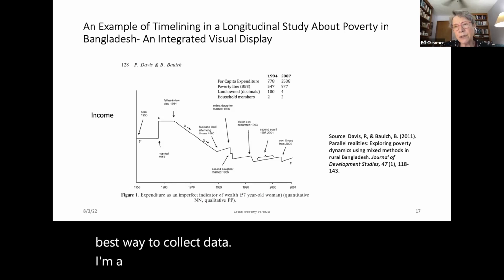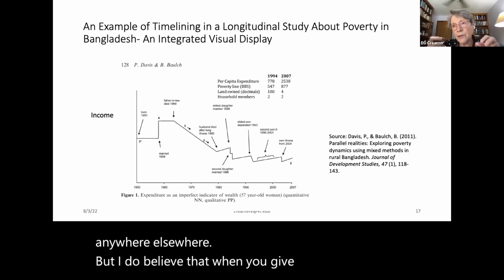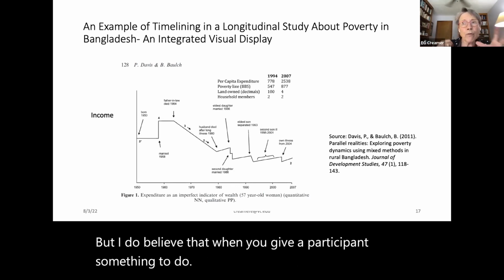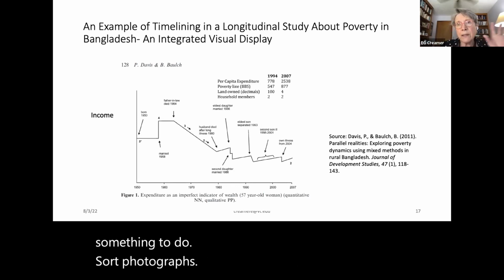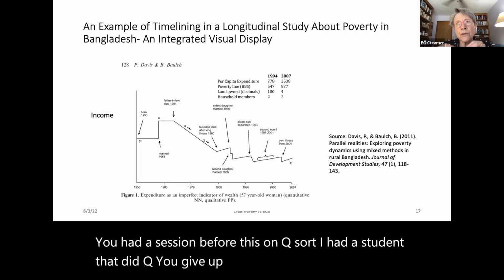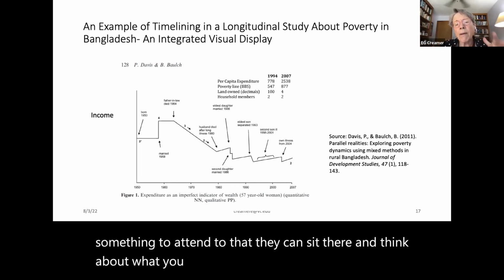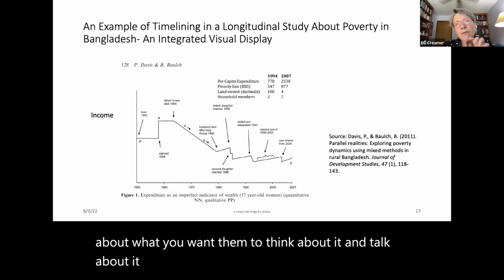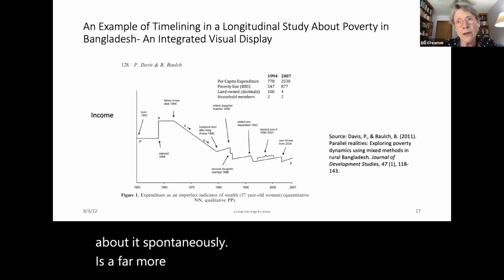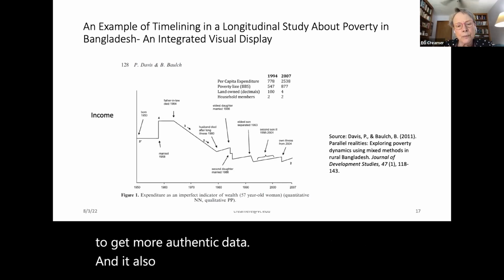I'm a huge fan of using data, by the way, that's available elsewhere. But I do believe that when you give a participant something to do, sort photographs, you had a session before this on Q-sort. I had a student that did Q. You give a participant something to do, something to attend to, that they can sit there and think about what you want them to think about and talk about it spontaneously. It's a far more genuine way to collect data. You're going to get more authentic data, and it also works with diverse groups.